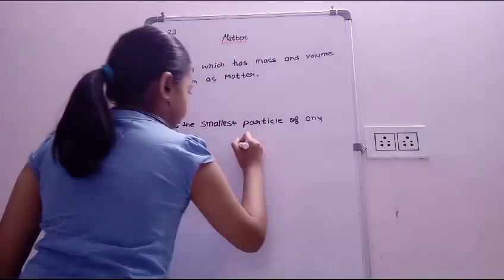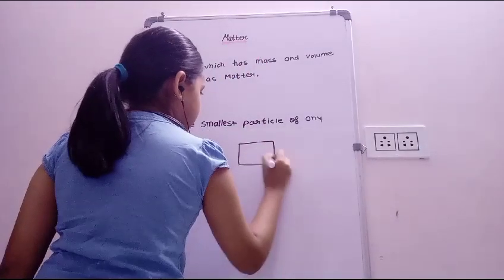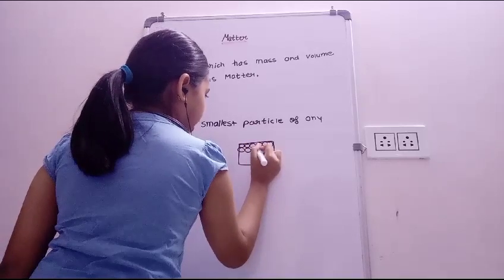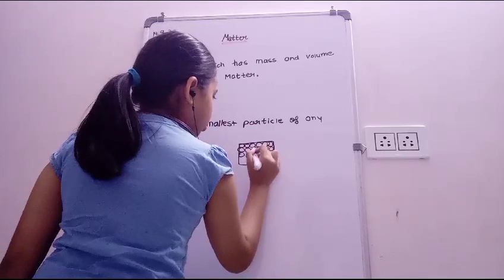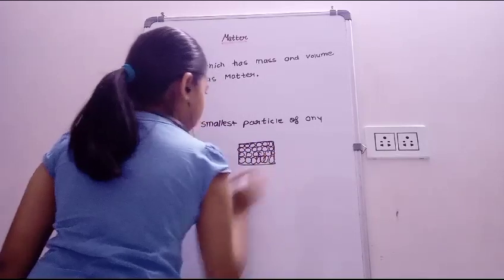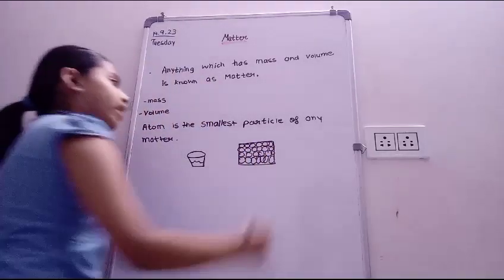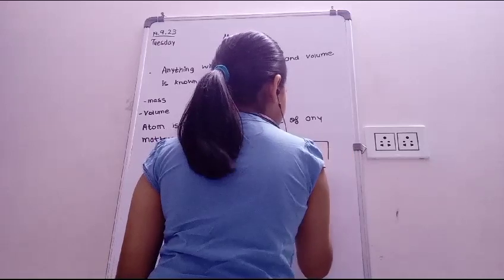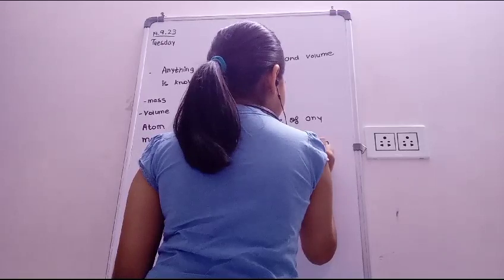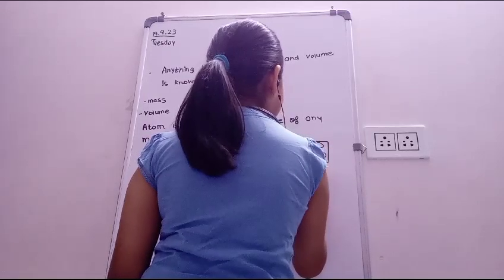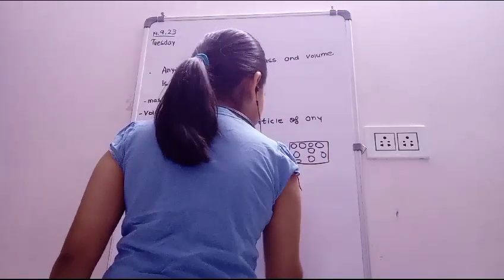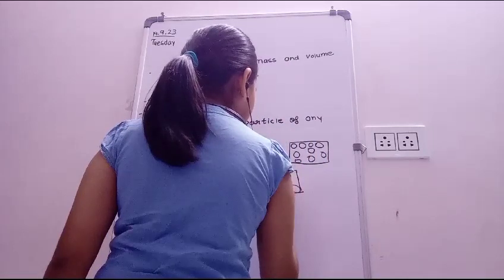Now, if we look at a solid, the particles are arranged like this, very closely, we cannot even see any spaces in it, right? This is solid. What is liquid? Liquid particles are a little bit far away, so they have some space and can take up some space. But gas particles move freely in the air, so they just move around.